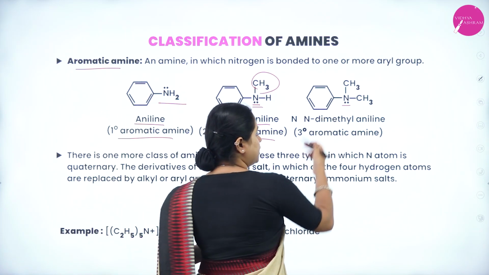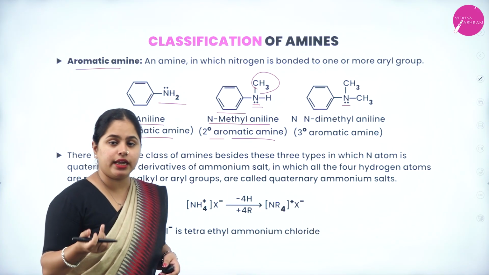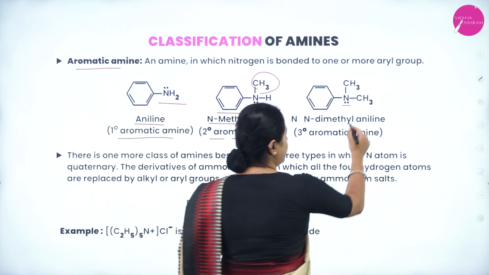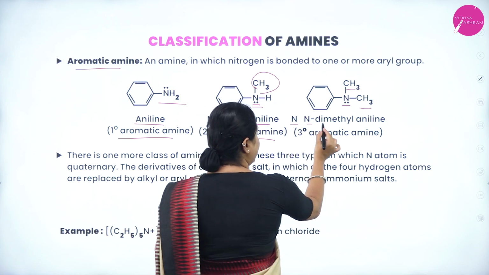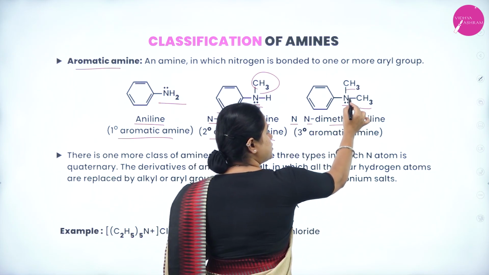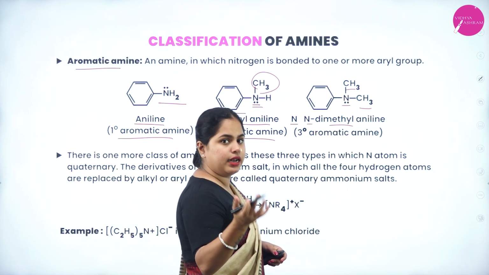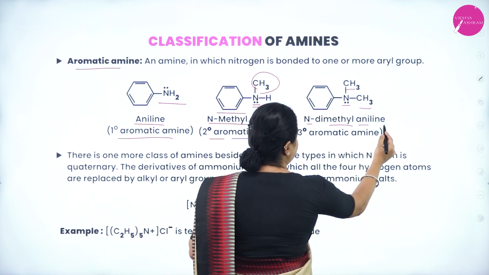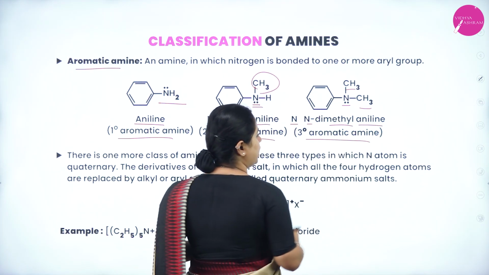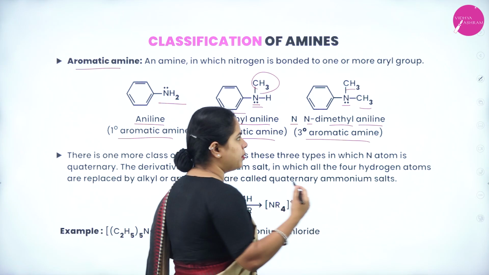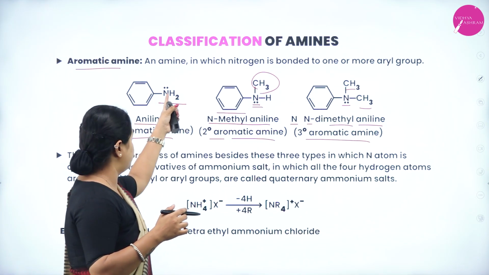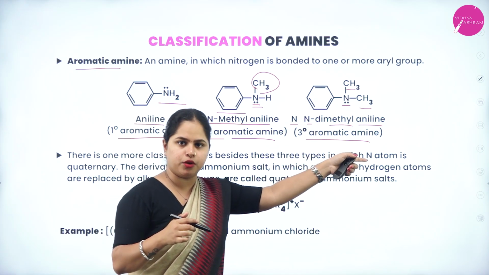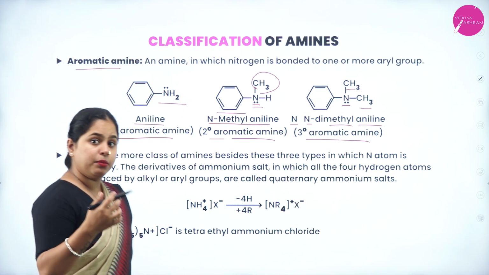Clear? Now you have the third structure in which all three hydrogen atoms are being replaced. You have two methyl groups and one benzyl group also. So this is N,N-dimethyl. Both the methyl groups are present on the nitrogen. That is why N,N-dimethyl aniline, which is a tertiary aromatic amine. Why is it called aniline? Because it is a derivative of aniline, right? Aniline is NH2, wherein two hydrogen atoms are replaced by two methyl groups. That is why it is called N,N-dimethyl aniline.